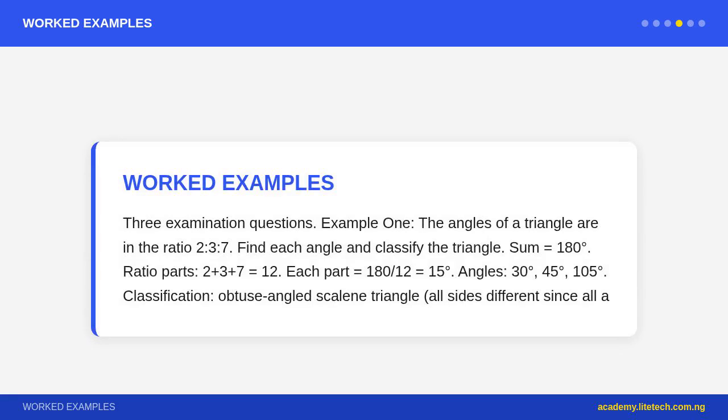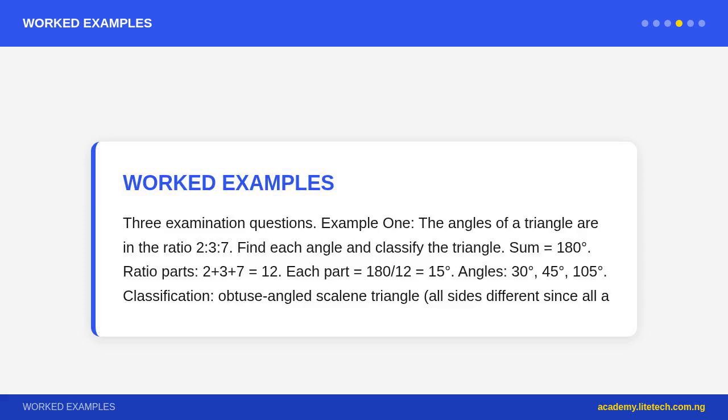Angle sum: angle X plus angle Y plus angle Z equals 180 degrees. a plus 20 plus 3a plus 10 plus 3a plus 10 equals 180. 7a plus 40 equals 180, 7a equals 140, a equals 20. Angle X equals 40 degrees. Angle Y equals angle Z equals 70 degrees. Sum: 40 plus 70 plus 70 equals 180 degrees. Classification: acute angled isosceles.